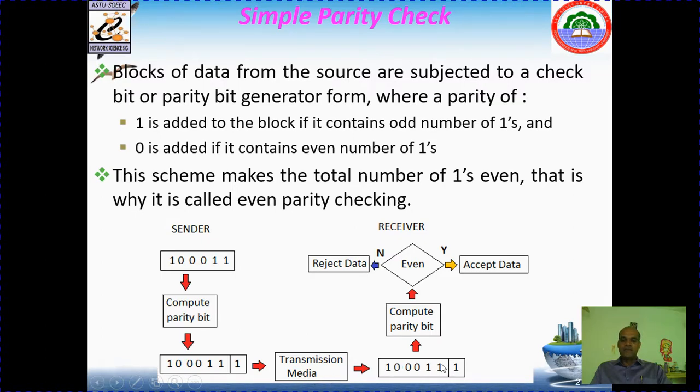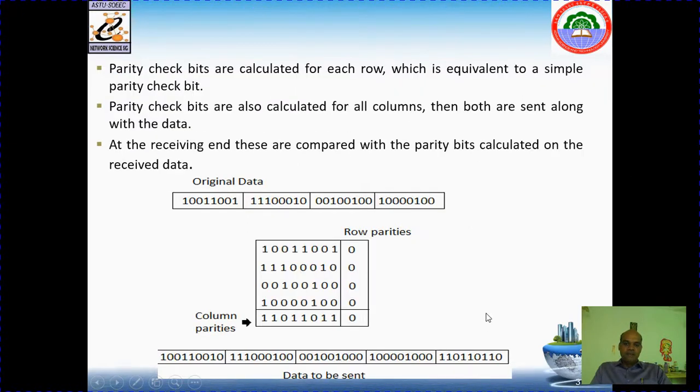The receiver will receive this data and again it will check. If it is even, accept the data. If it is odd, reject the data. That is, it will count how many ones are there, then it will check.